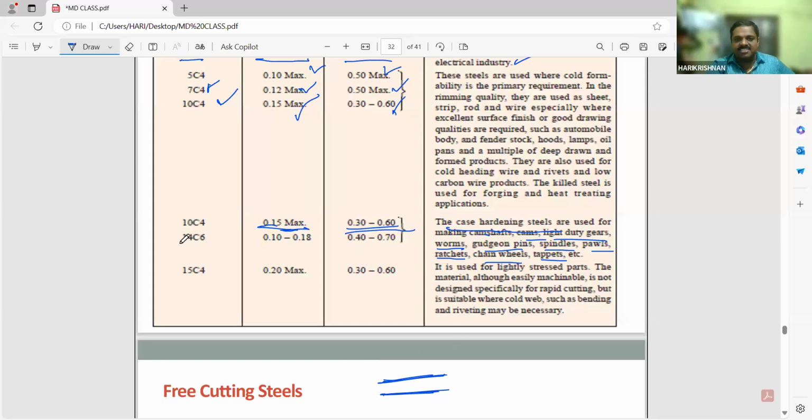Then 14C6: the carbon percentage is 0.1 to 0.18 and manganese percentage is 0.4 to 0.7. Then 15C4: 0.20 will be the carbon percentage, and 0.3 to 0.6 will be its manganese percentage. It is used for lightly stressed parts. These materials, although easily machinable, are not designed specially for rapid cutting, but are suitable for cold work such as bending and riveting. Where these processes have to be done, we use this type of 15C4 steel.